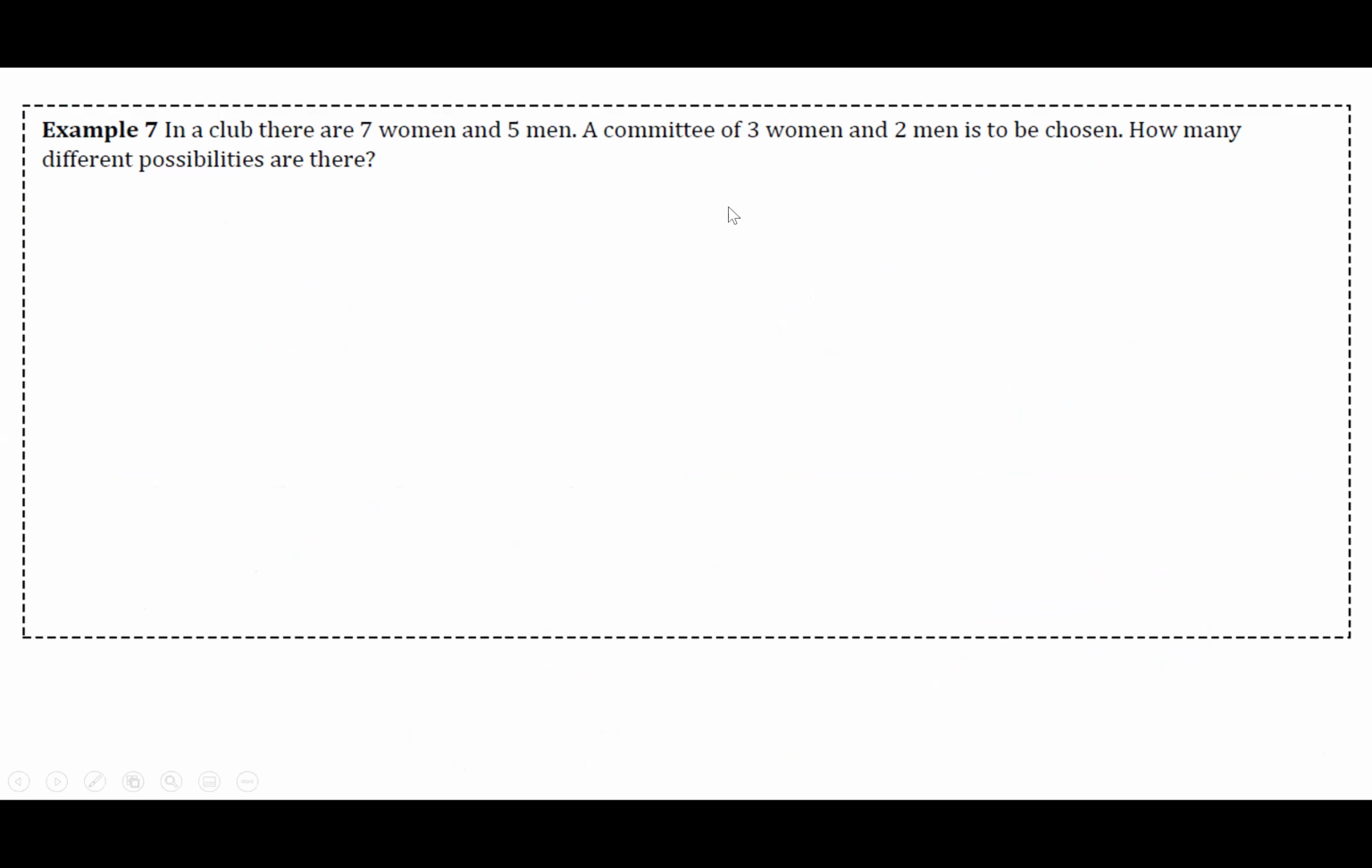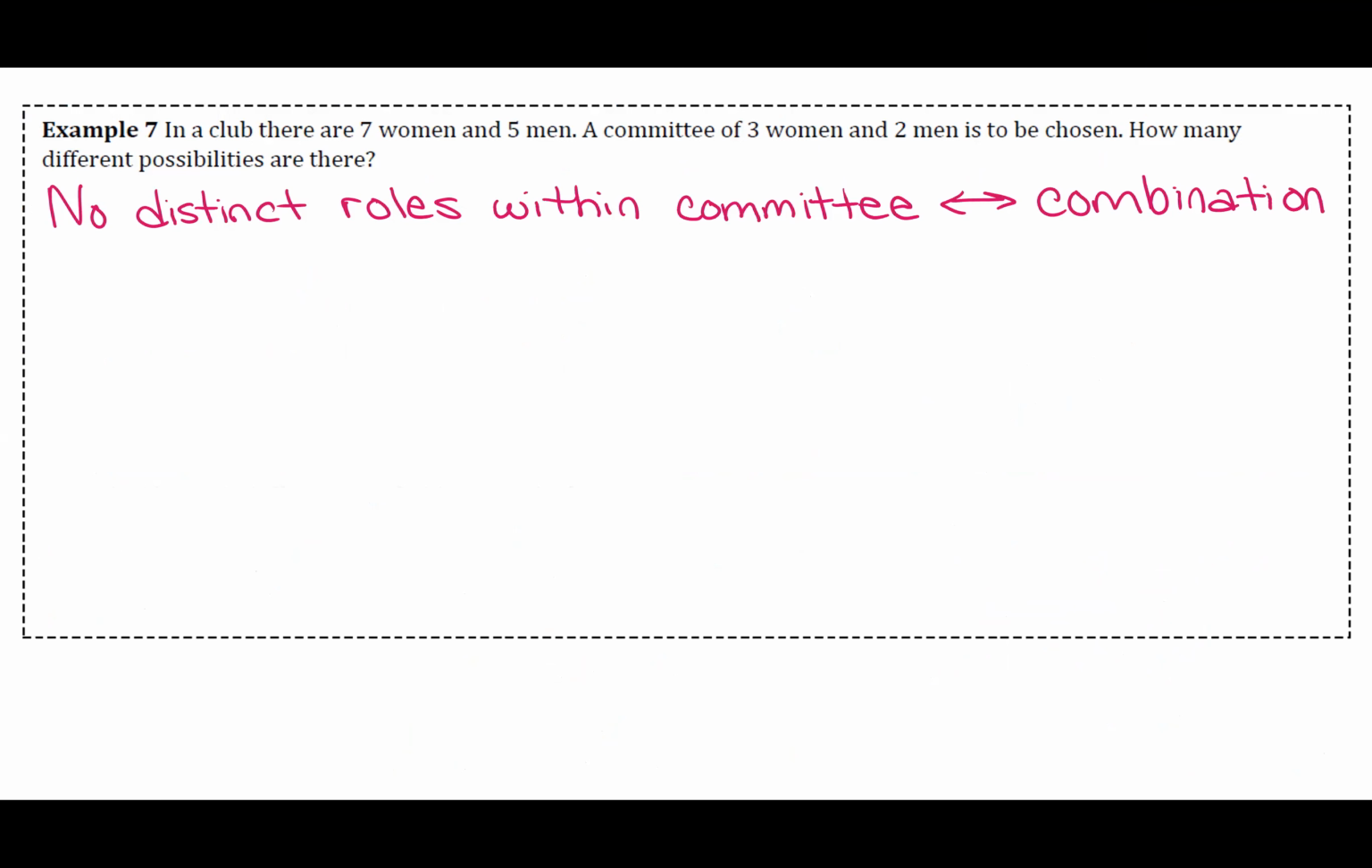Okay, so example 7 says, in a club, there are 7 women and 5 men. A committee of 3 women and 2 men is to be chosen. How many different possibilities are there? It doesn't say anything about roles, so I think that means we're going to be doing a committee, we're going to be doing a combination.